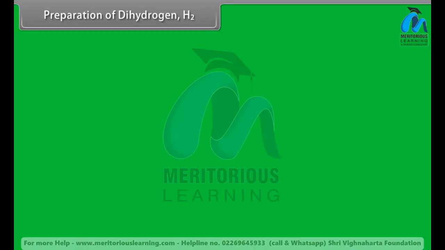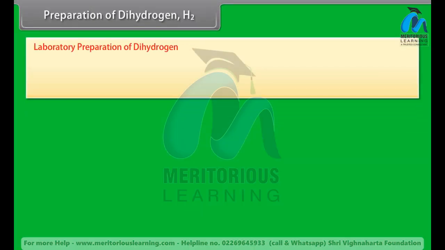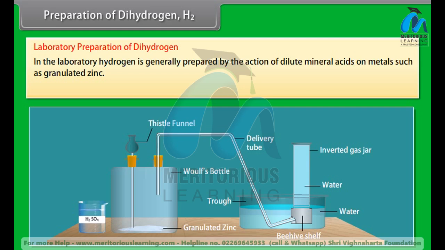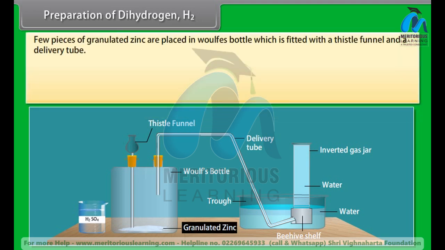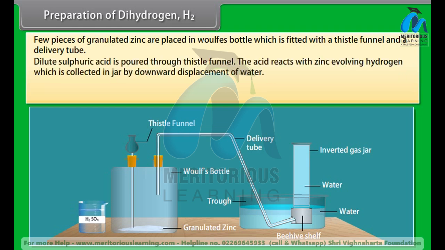Preparation of dihydrogen, H2. Laboratory preparation of dihydrogen. In the laboratory, hydrogen is generally prepared by the action of dilute mineral acids on metals such as granulated zinc. Few pieces of granulated zinc are placed in Vohl's bottle, which is fitted with a thistle funnel and a delivery tube. Dilute sulfuric acid is poured through thistle funnel. The acid reacts with zinc, evolving hydrogen, which is collected in jar by downward displacement of water.